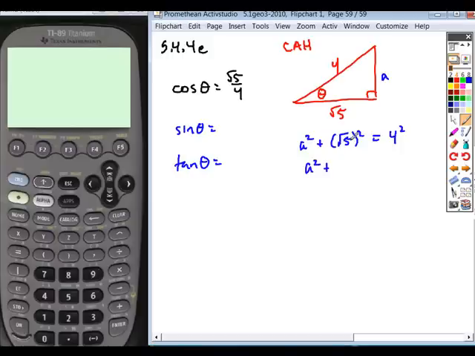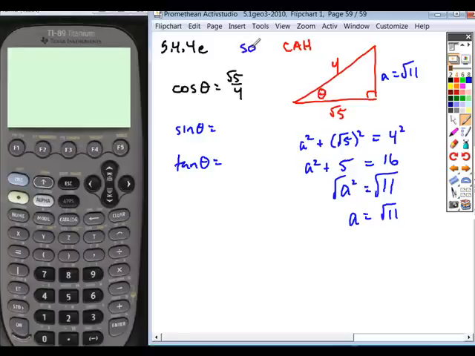When you square a radical, a square root, you simply cancel the power and the radical, leaving a 5. When you square 4, you get 16. Subtract a 5 from both sides and extract the square root. So you wind up getting a is equal to root 11. So when you set up your other ratios, you can simply use sine, which is opposite root 11 over hypotenuse 4. So there would be your sine ratio, root 11 over 4.